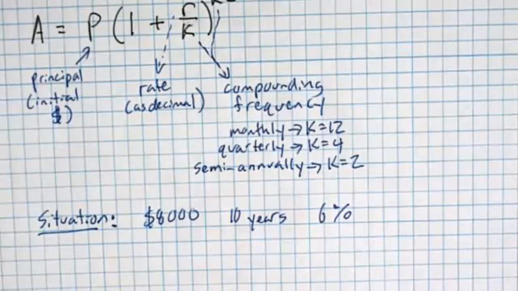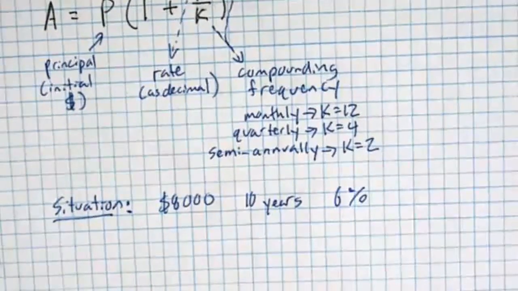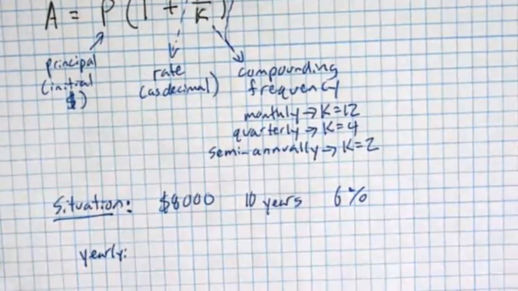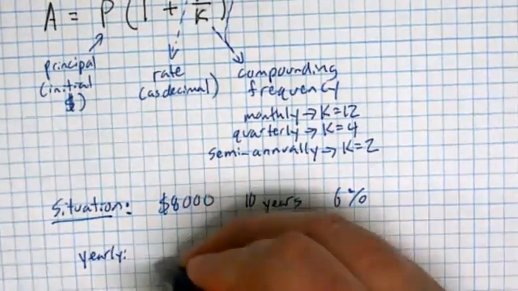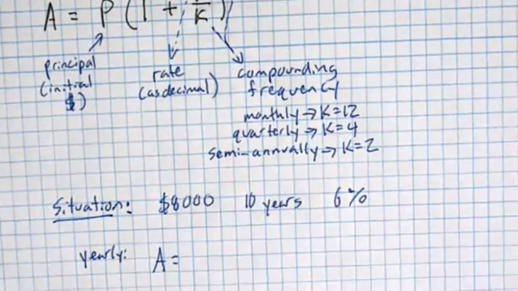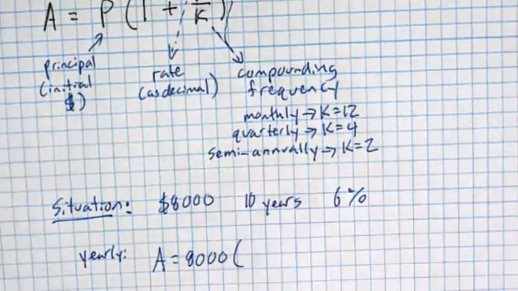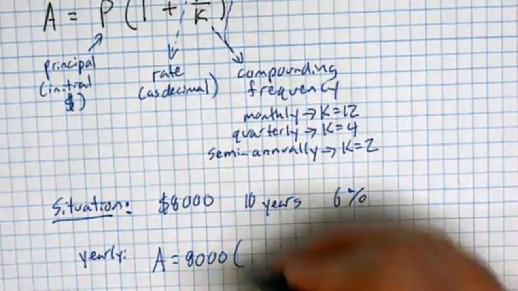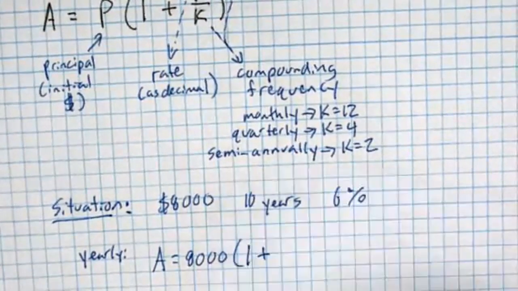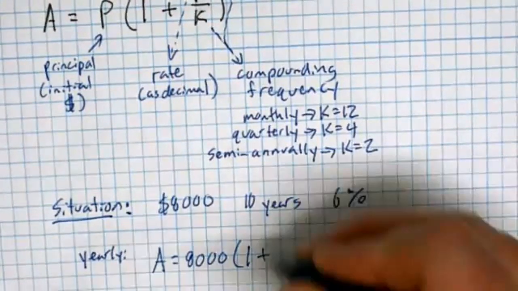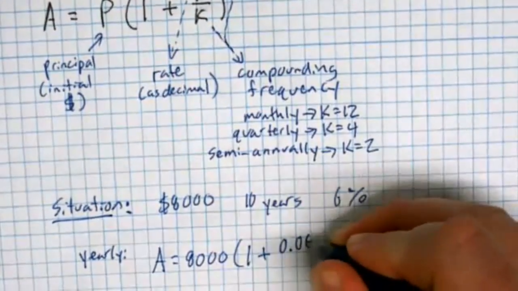All right, and then let's go ahead and start with well, let's rate it a couple different ones. Okay, so let's go ahead and start with yearly. Let's say we're just earning yearly interest. So then our A would equal $8,000 times 1 plus our rate is 6%, but as a decimal, that is 0.06.